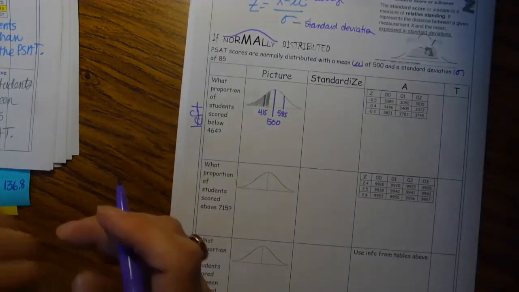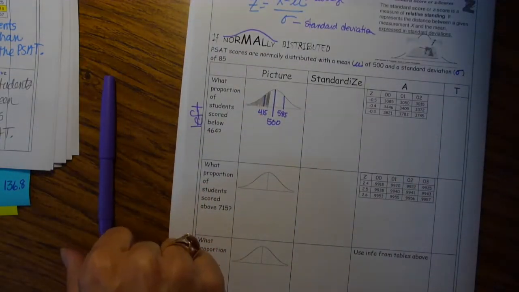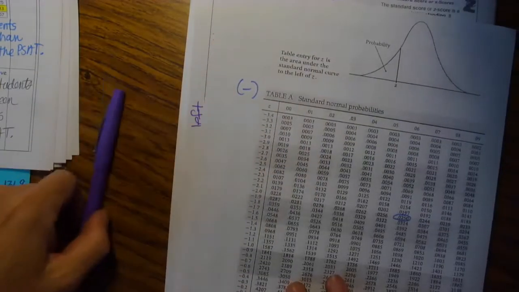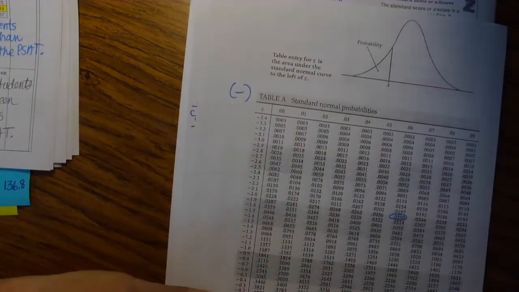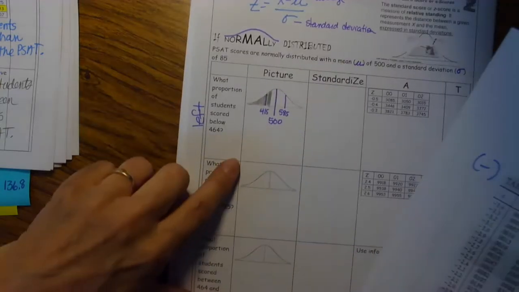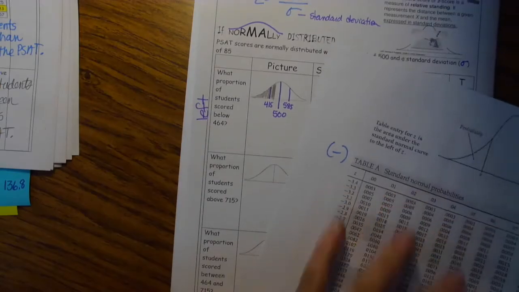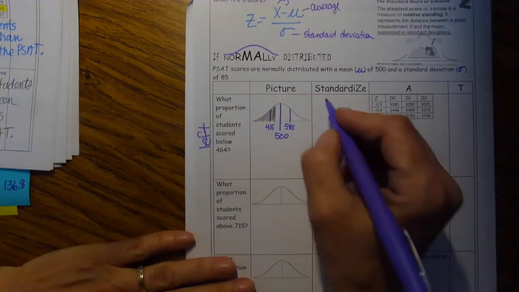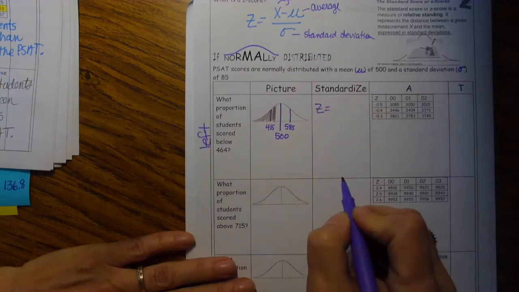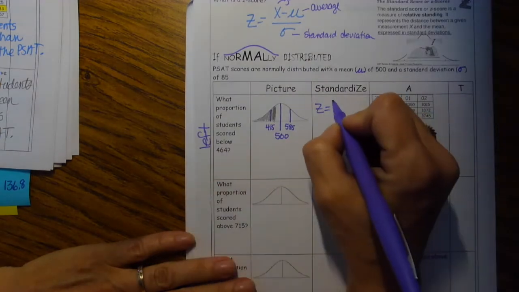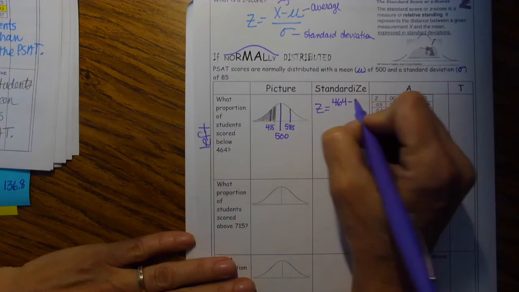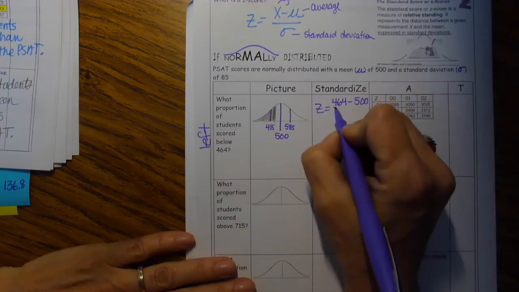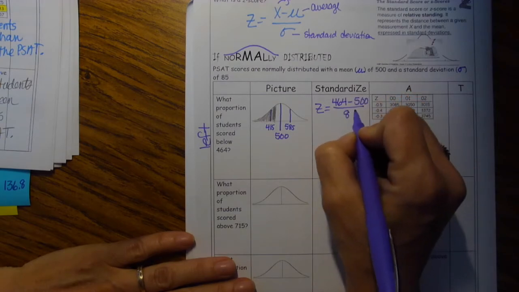If I'm on the left side, when I look at my chart, am I reading the positive side or the negative side? It's the negative side, because it's left. So what would I do? How do I do this? I can't look up a score on my chart. I have to standardize it and look up the Z. So Z equals the score I'm interested in minus the mean divided by the standard deviation.